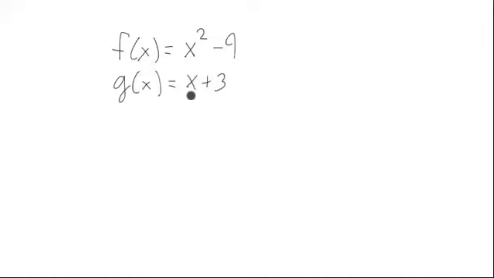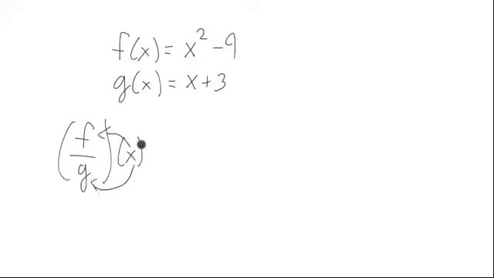Let's suppose, for instance, that we have f of x is equal to x squared minus 9. And maybe we have g of x is equal to x plus 3. Okay, now let's look at the f over g function of x, which means you plug x into f, you plug x into g, and then after you plug them into this and this, then you perform a division. Notice this function doesn't say anything about simplifying here.